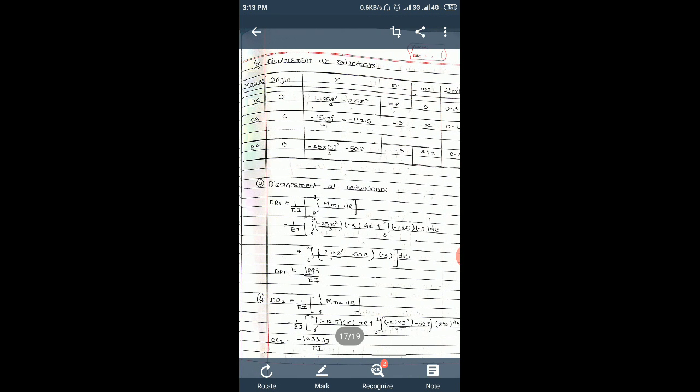Okay, this table. Now what we have done in this table, we have divided this table into members, origin, M. This M is the moment diagram, actual loading diagram. M1 diagram is for redundant 1, M2 diagram is for redundant 2, and limits.